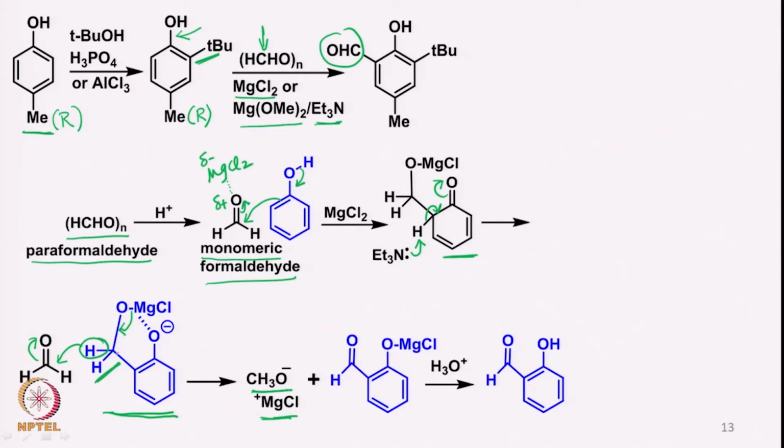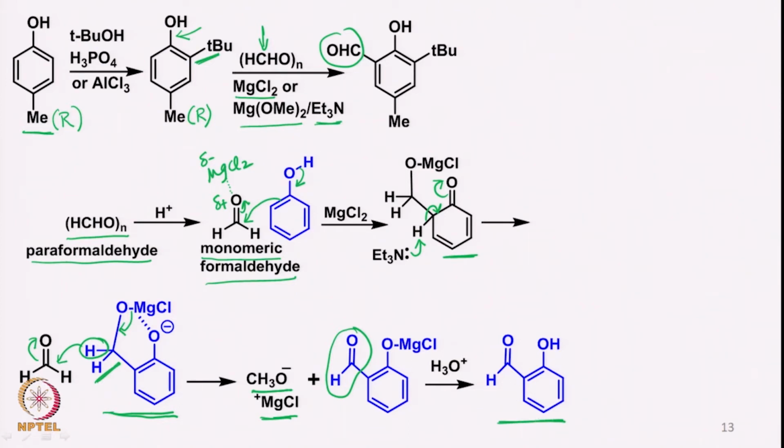That means this CH2OMgCl has now become the formyl group, which upon acidification gives the corresponding aldehyde. So this is how a phenol can be converted to the corresponding ortho-formyl phenol, or salicylaldehyde.